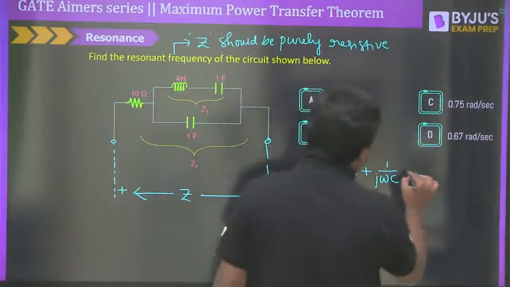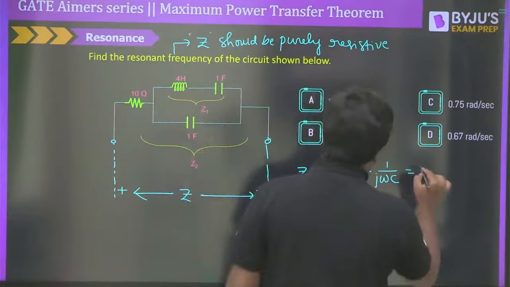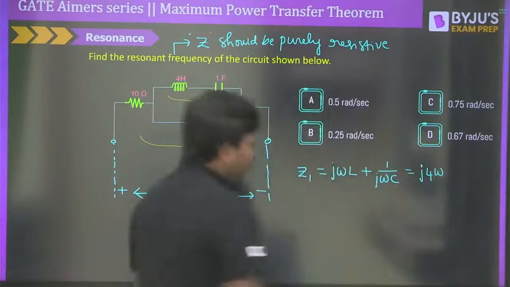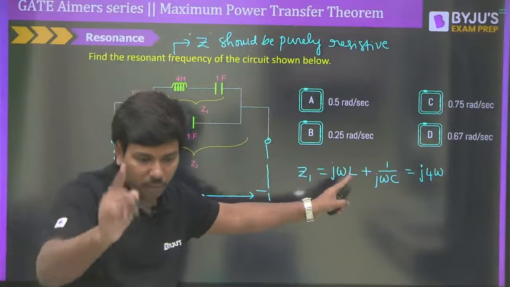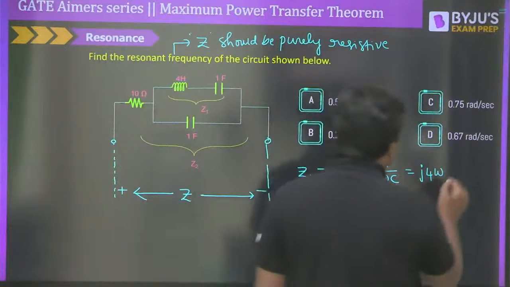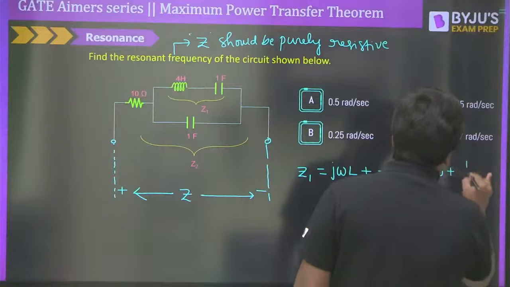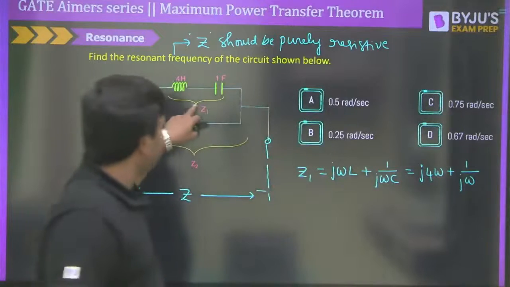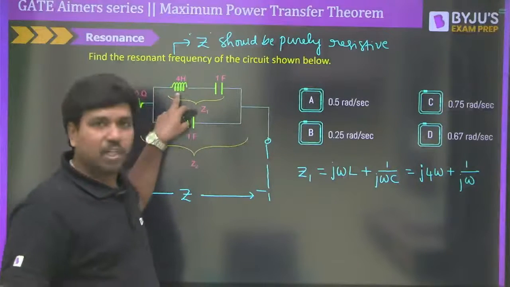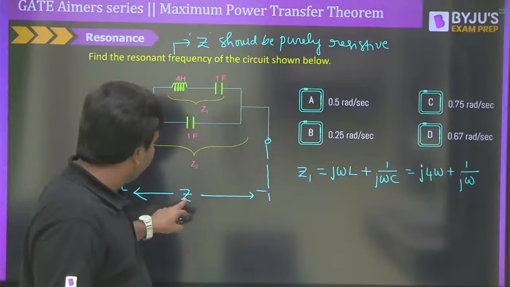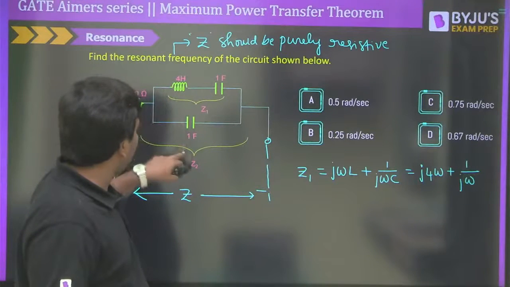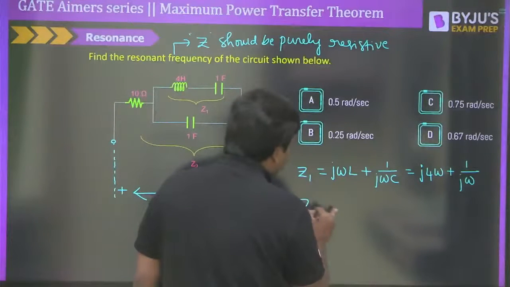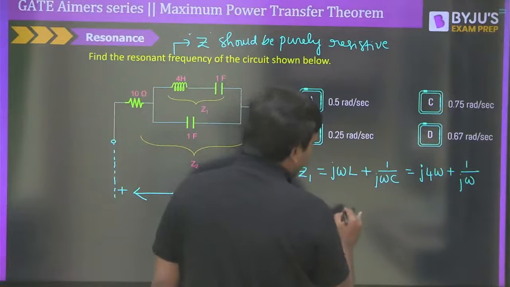And moving ahead, L is known, L is 4. So it is j into 4 omega, because omega we don't know, L we know. So j into 4 omega plus 1 divided by j into omega, C is 1. I am just calculating the value of Z1, nothing else. Because if you want to calculate Z, you require Z1 and Z2 in parallel combination, and then in series with the 10 ohm resistance. Correct?